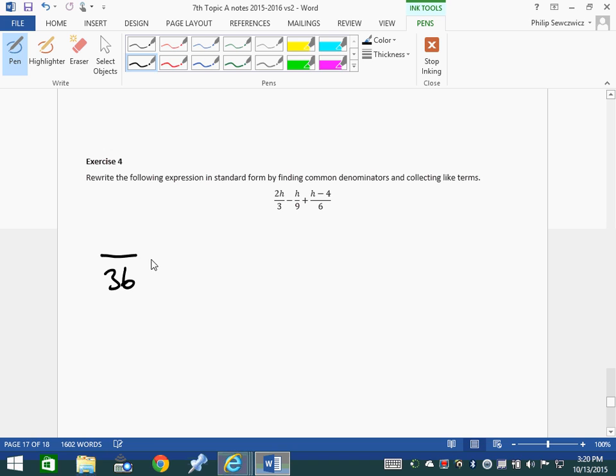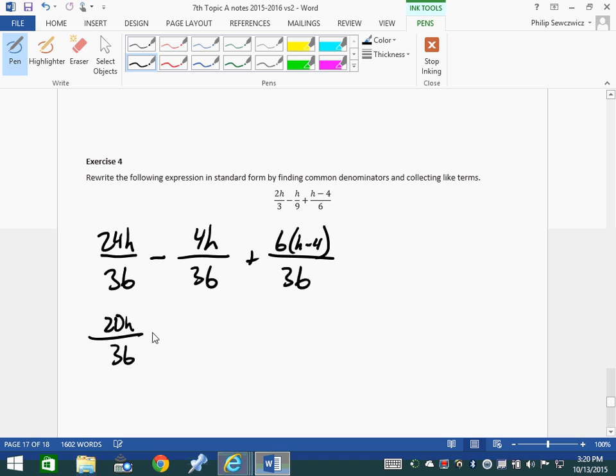So I'm going to have a 36 minus a 36, a plus, and then a 36. So 3 times what is 36? 12. 12 times 2h? It's 24h. 9 times what is 36? 4. So 4 times h? 4h. Now 6 times 6 is 36, so I've got to multiply the 6 times all of that. So what's that really going to be? If you want to, take care of this right now. What is 24h minus 4h? I've got common denominators. Yeah, 20h.